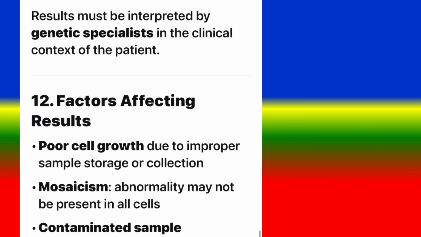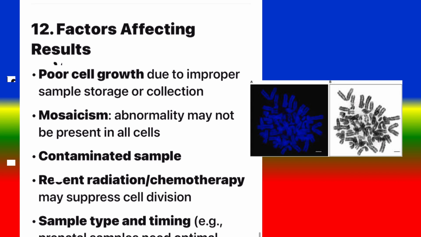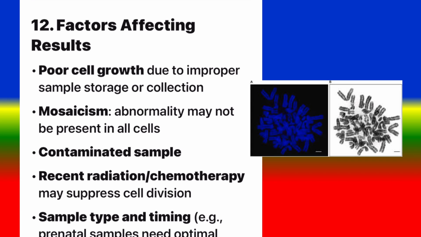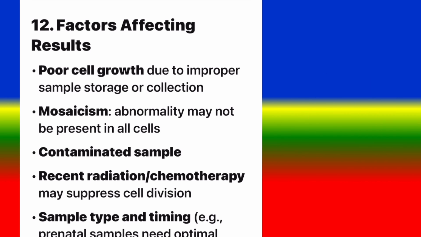Results must be interpreted by genetic specialists in the clinical context of the patient. 12. Factors affecting results. Poor cell growth due to improper sample storage or collection. Mosaicism: abnormality may not be present in all cells. Contaminated sample. Recent radiation or chemotherapy may suppress cell division. Sample type and timing, e.g. prenatal samples need optimal gestational age.